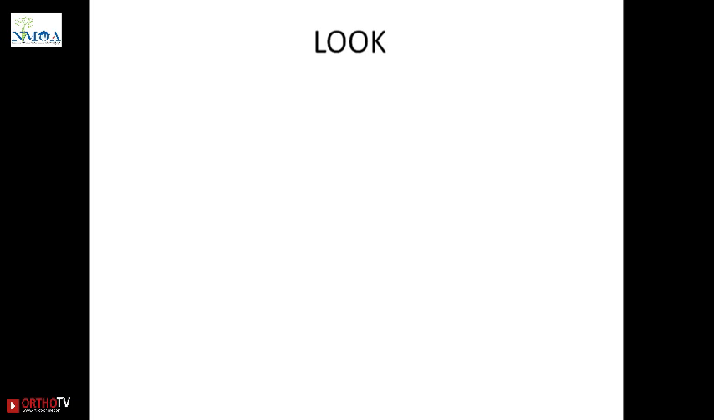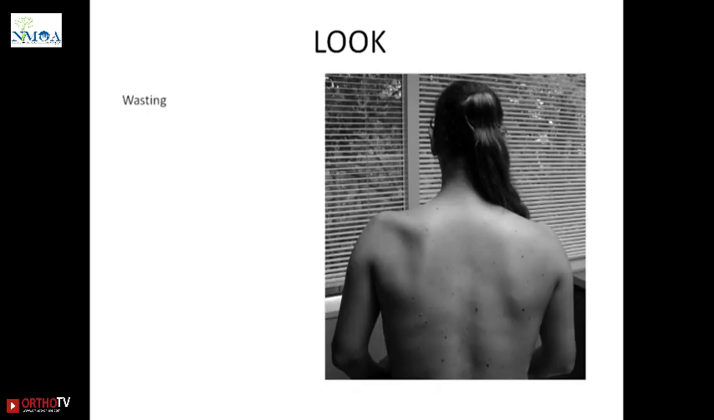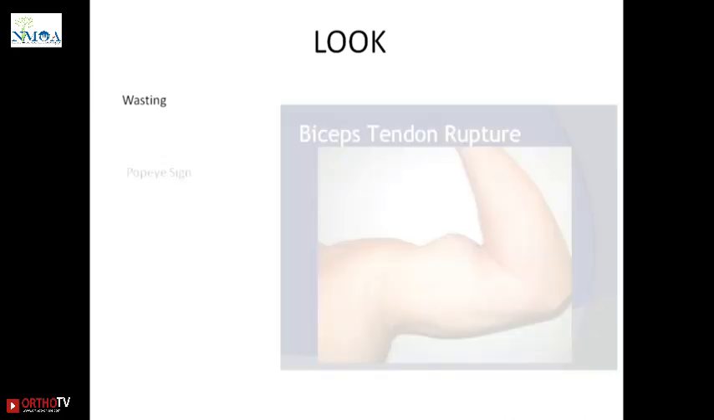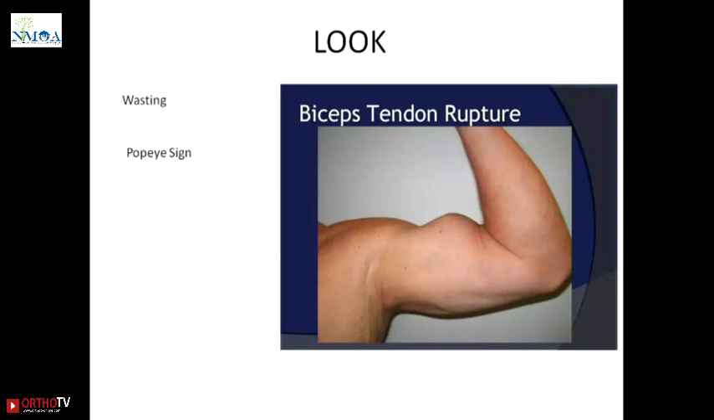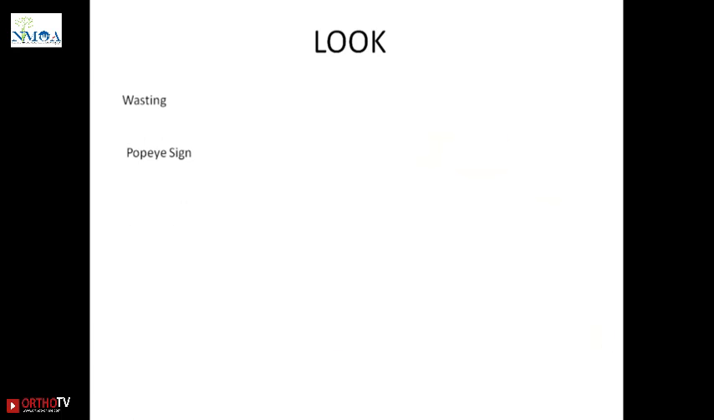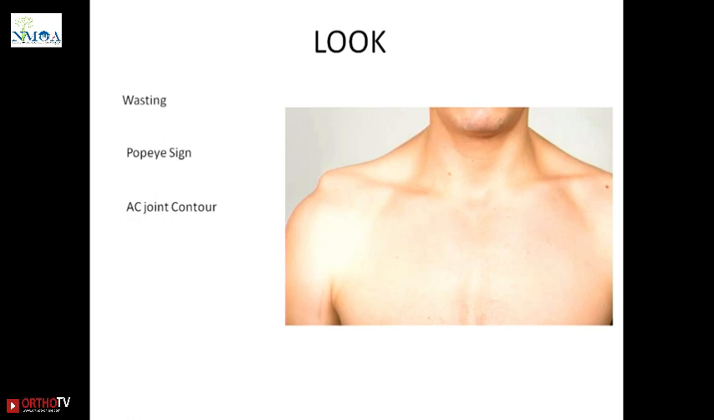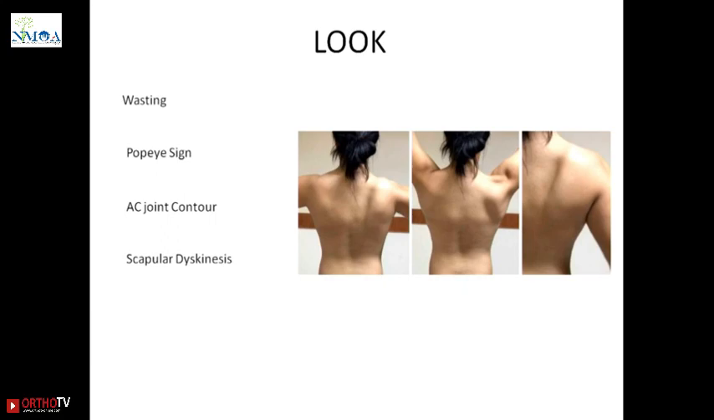So once we are finished with a good history taking, then we go on to inspection. There are a few things which we can make out on the inspection. One is wasting, an obvious wasting of the supraspinatus or the infraspinatus. There's sometimes a Popeye sign in a biceps tendon rupture. The AC joint contour can be made out on inspection. Scapular dyskinesia, which is a very common thing described by Kibler, can be found on inspection. Pectoralis major tears are also things which we can find out on inspection.